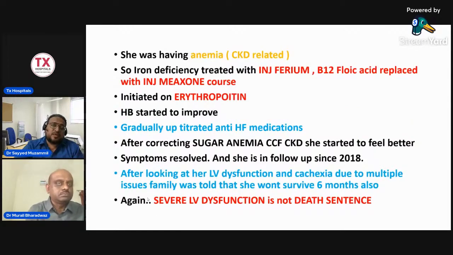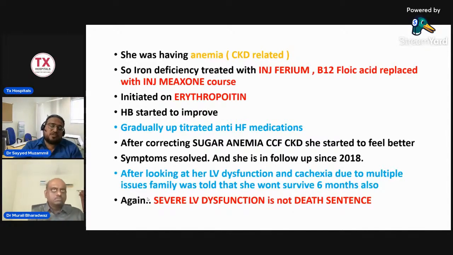So she was having anemia. That anemia was due to CKD as well as heart failure. So I gave her Ferium, B12 and folic acid, and Mircera injection. I initiated this lady on erythropoietin, and her Hb started to improve. The target Hb in a CKD patient is around 10. So once her Hb improved, her ARNI, MRA and beta blocker started to take action. She started to improve. I slowly titrated her anti-heart failure medication. So after correcting her sugar, anemia, CCF, and CKD, she started to feel better, and her symptoms resolved.